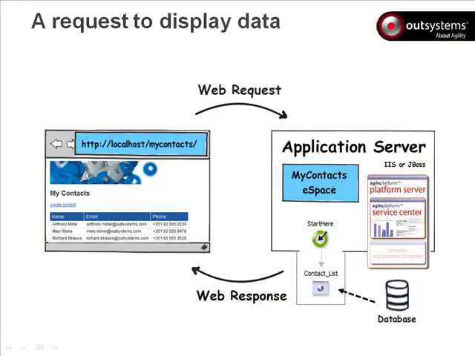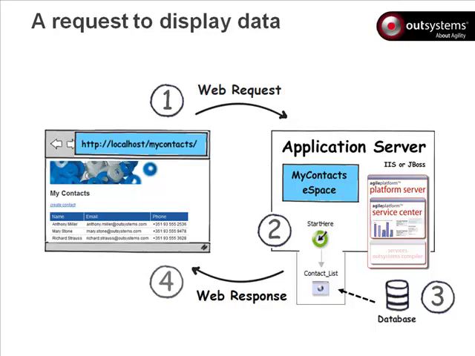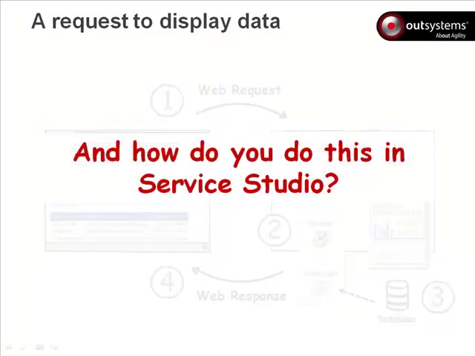Let's recap. The browser makes a web request to your web application. The application server transfers your request to the application's entry point, the contact list screen. The existing contacts are retrieved from the database, and the screen that displays the contacts is returned back to the web browser. And how do you do this in Service Studio?